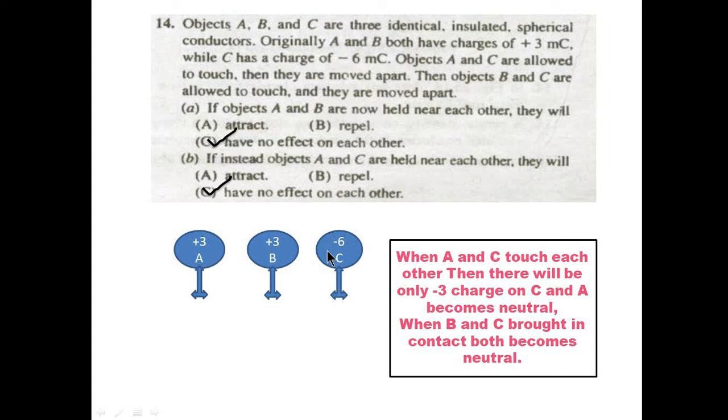Before becoming neutral, this charge was attracting this one, and this charge was also attracting this one, and these two were repelling each other. But the options are basically about the situation after the touching of these spheres, so they become neutral and don't have an effect on each other.